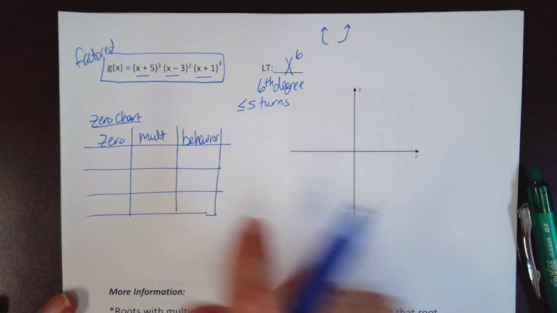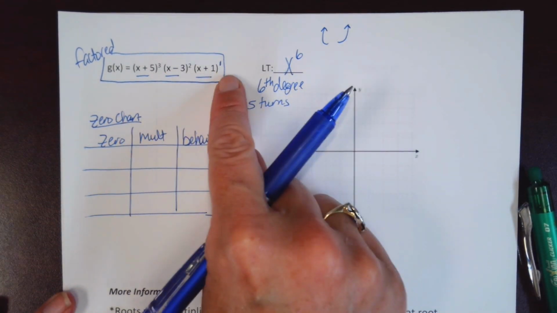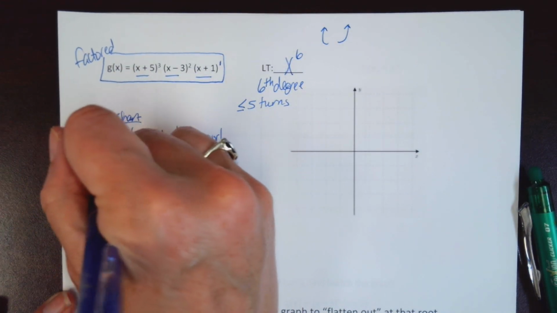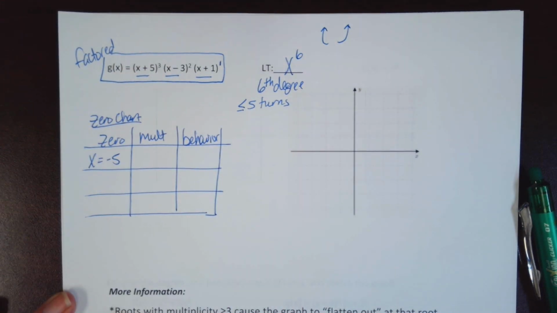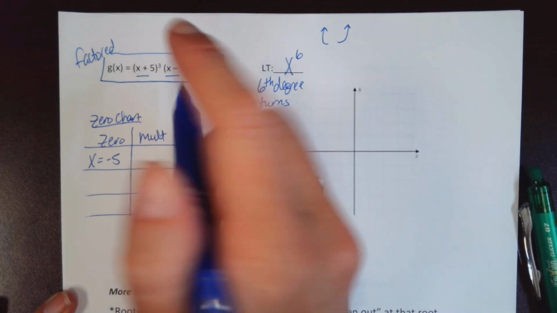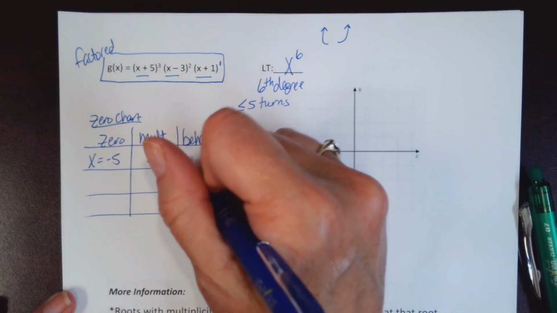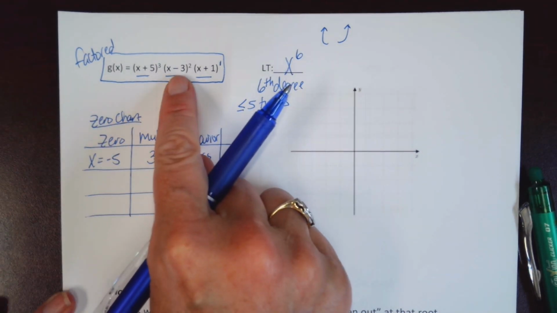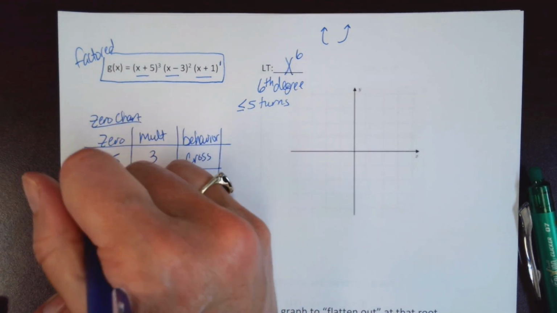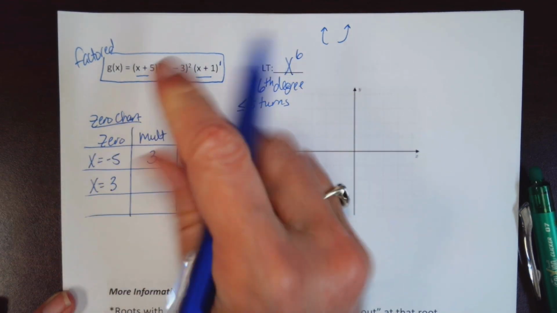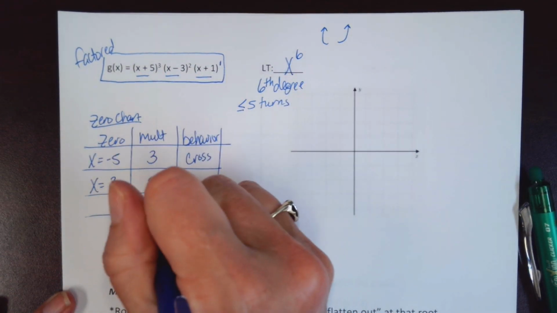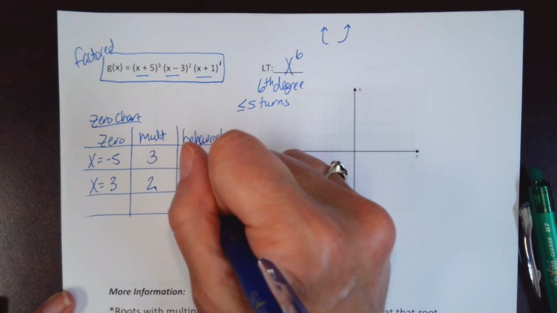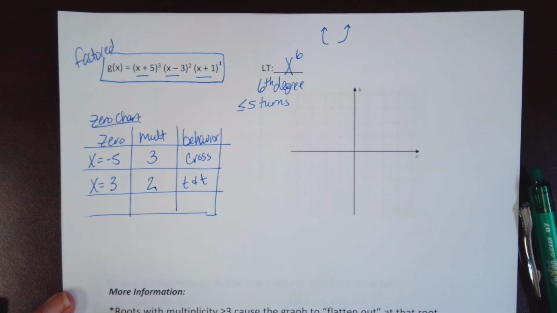All right, roots. If I set each of these equal to 0, if I set x plus 5 equal to 0 and solve, I get x is equal to -5. That changes sign. Multiplicity on that factor is 3. 3 is odd, so it's going to cross at that value. x minus 3 equals 0. That gives me x equals 3. Exponent is 2. That's my multiplicity. 2 is even, which means at that value I'm going to touch and turn.